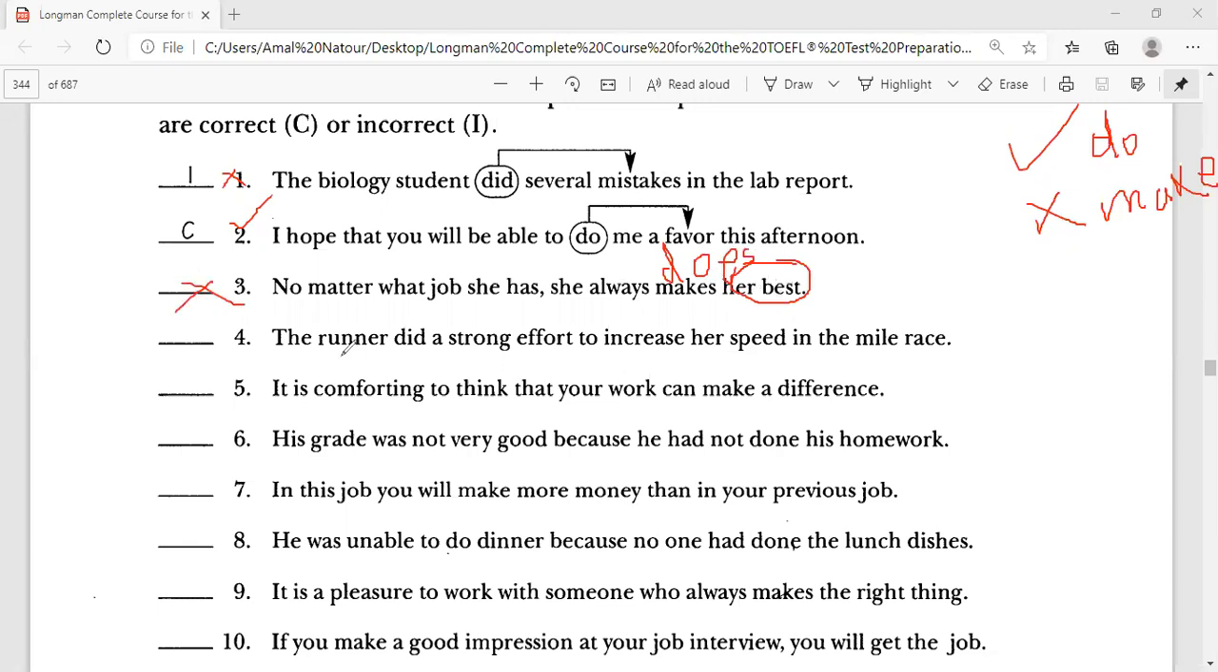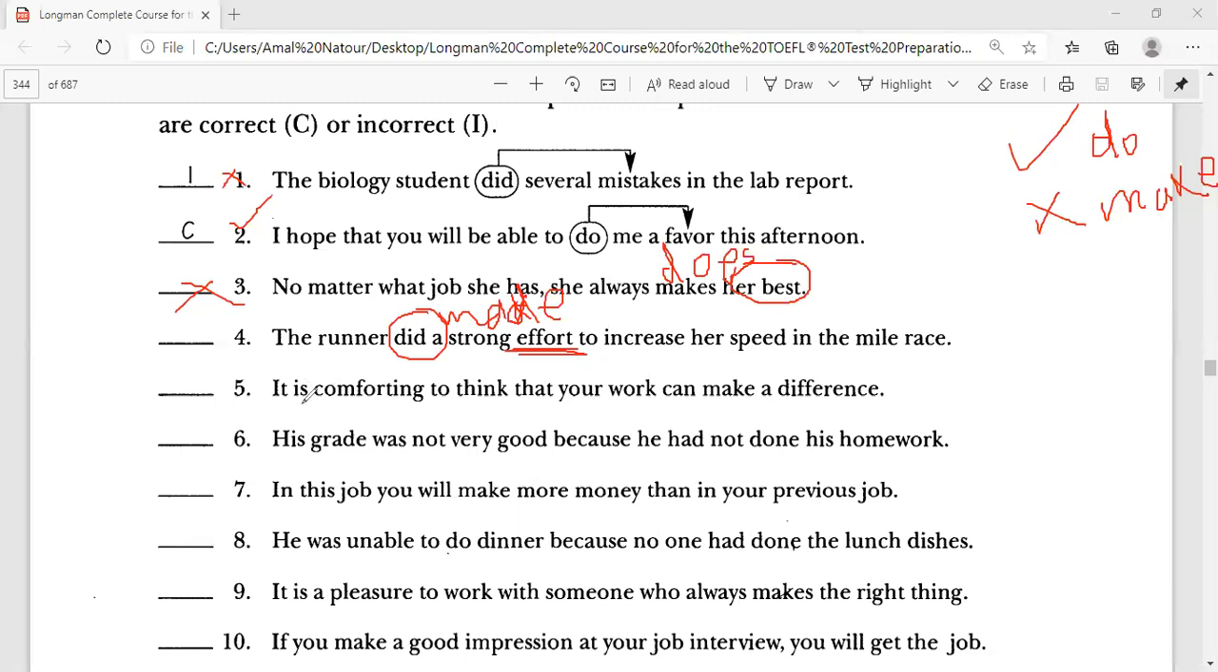Number 4, Rana did a strong effort. Effort, it needs from me to be creative. So I have to say make. Made. Yeah, the past of make is made. Yes, that's right. I have to use make and the past is made. Then Rana made a strong effort to increase her speed in the mile race.